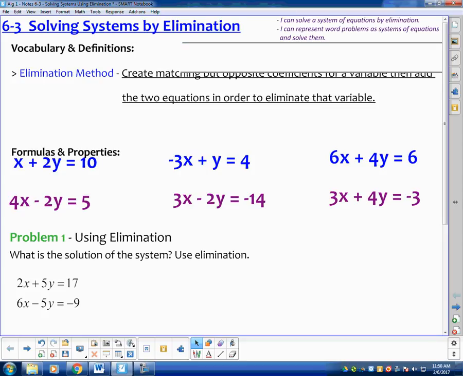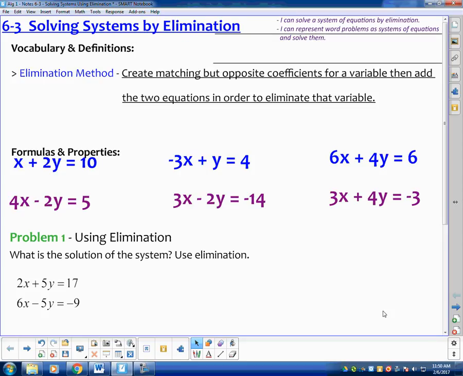So this is called the elimination method, and it's where we create matching but opposite coefficients. A coefficient is just the number in front of the letter. So we create matching but opposite coefficients, or numbers in front of the letters, for one of the variables. Then add the two equations in order to eliminate that variable. That's why we call it elimination. We're trying to get rid of either the x or the y variable.